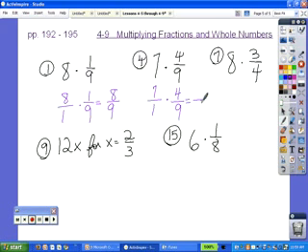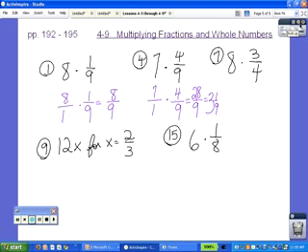7 times 4 is 28. 9 times 1 is 9. Is the answer improper? Yes, so we need to fix it. We need to divide 9 into 28, which goes 3 times, with the remainder of 1/9. And can that be reduced? No. So our answer is 3 1/9.